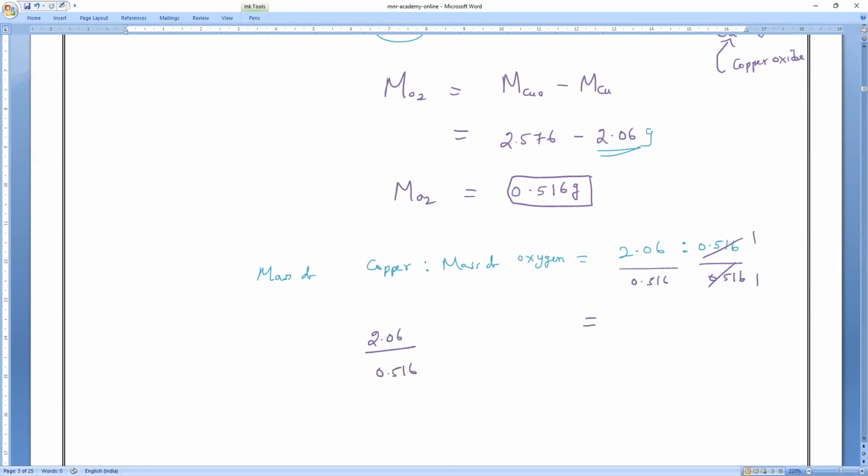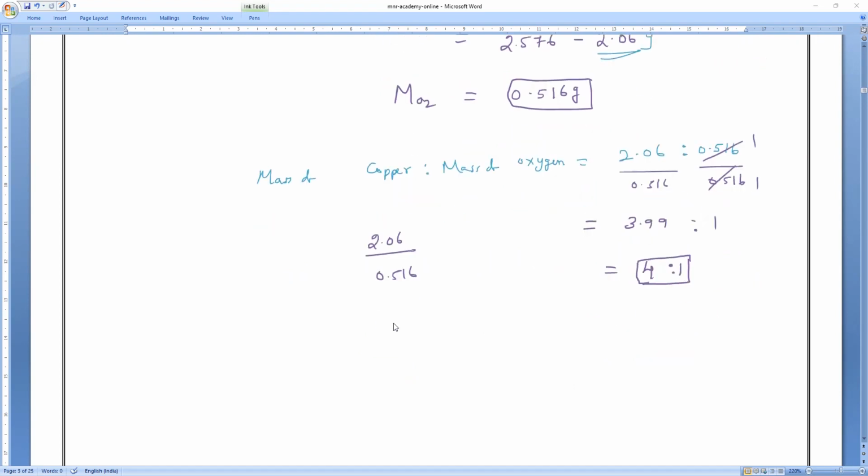Tell me everybody, how much is 2.06 divided by 0.516? You'll get an answer of 3.99 is to 1. So 3.99 means rounding off to 4. So what is the copper and oxygen mass ratio? 4 is to 1. That is what you have to remember. Okay, guys?